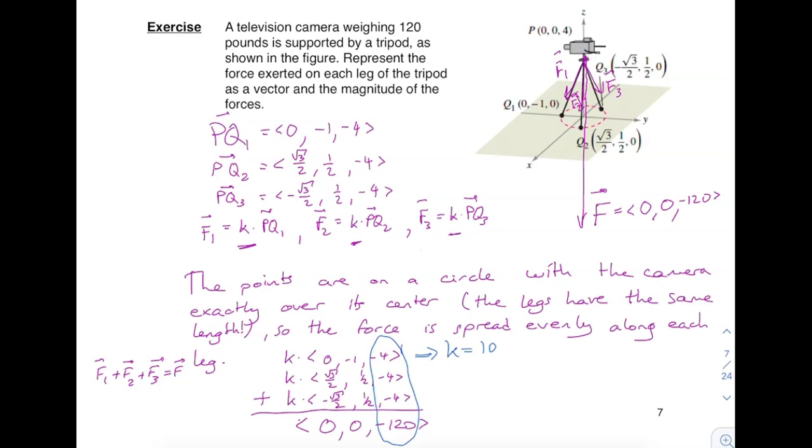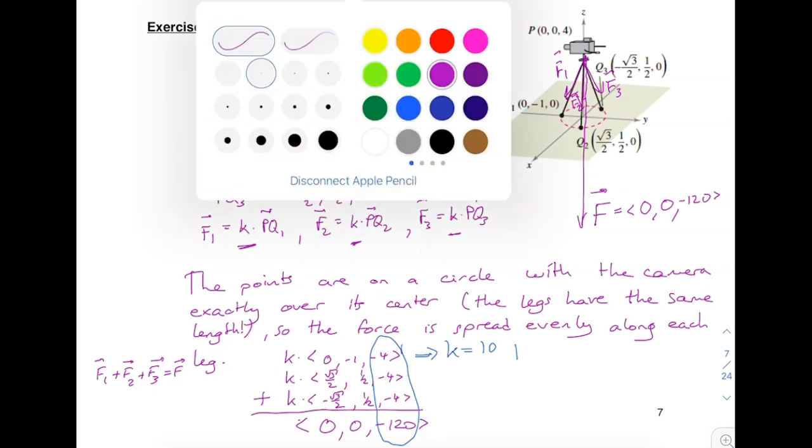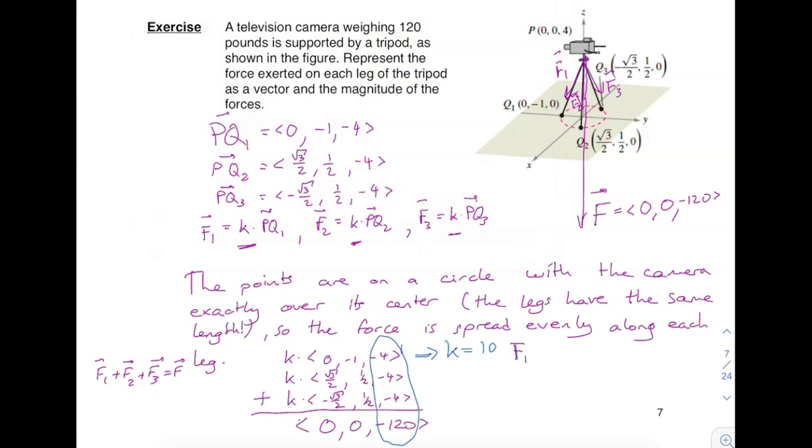Okay, so that allows us to now finish the exercise and write what F1 is, let me just go back to purple. F1 is equal to 0, negative 10, negative 40. F2 is equal to 5 root 3, 5, negative 40. And F3 is equal to negative 5 root 3, 5, negative 40.